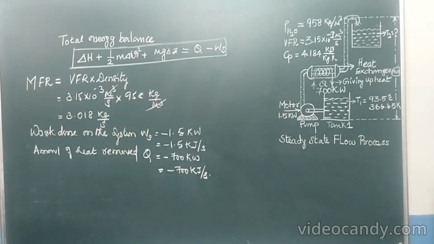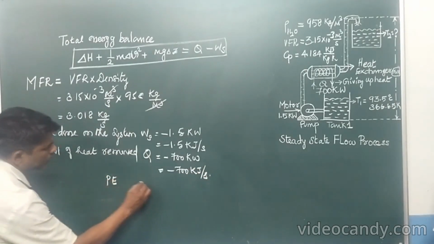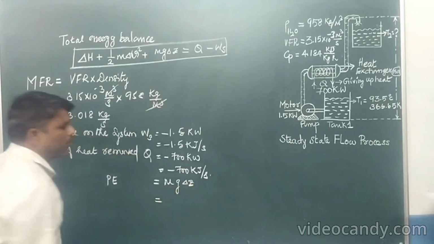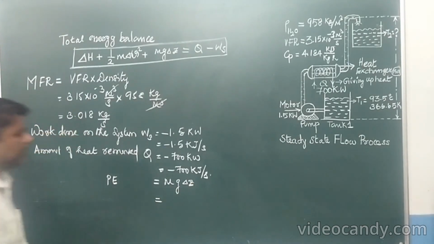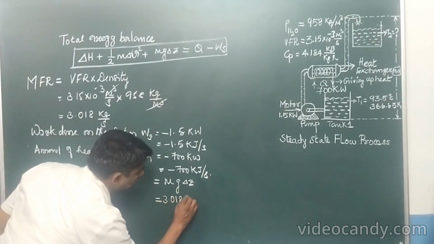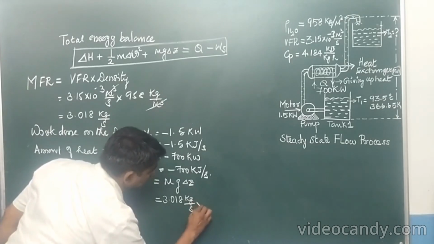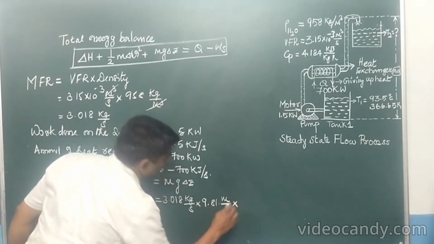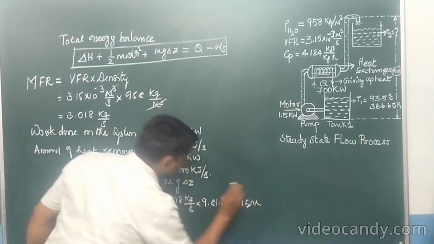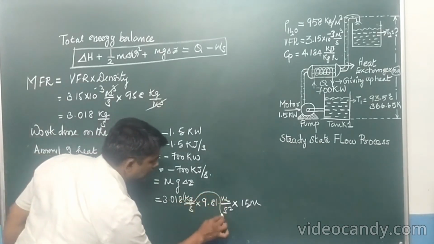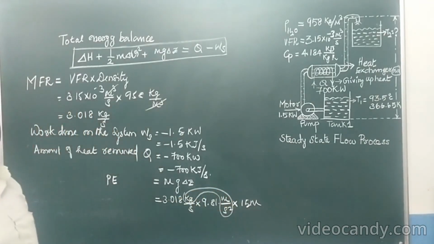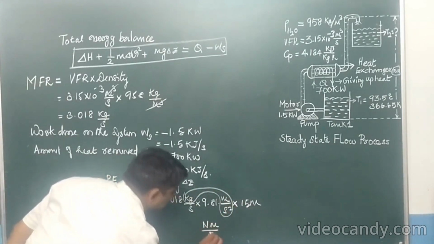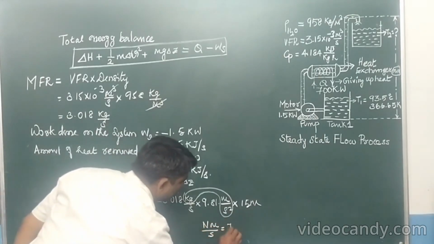What next? Contribution of potential energy to the total energy change. Potential energy is nothing but m g del Z. m stands for mass flow rate, which was predicted earlier. So 3.018 kg per second into 9.81 meter per second square into del Z 15 meter. Kg meter per second square is nothing but Newton. The remaining thing is meter, and the rest is Newton meter per second. So this unit is equal to joules per second.